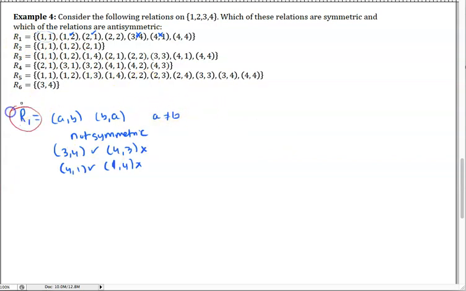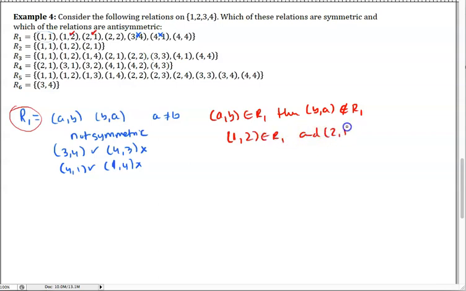Let's look at R1 again and check to see if it's anti-symmetric. Anti-symmetric means that if (a, b) is in R, then (b, a) cannot be in R. Here, (1, 2) is in R and (2, 1) is in R, so that breaks the anti-symmetry rule. Because (1, 2) is in R and (2, 1) is also in R, this is not anti-symmetric.